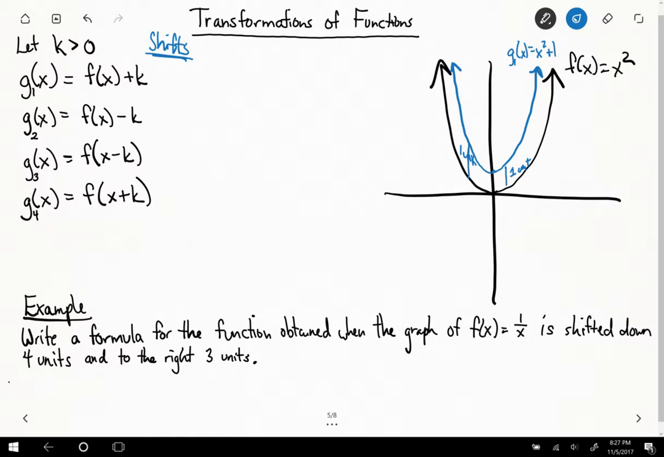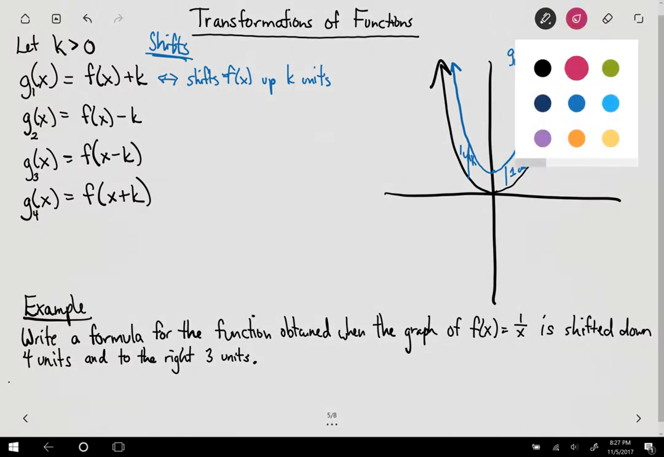And in general, what this does is f of x plus k shifts f of x up k units. Okay? And so everything there, as you notice, we just shifted the graph up 1 unit.